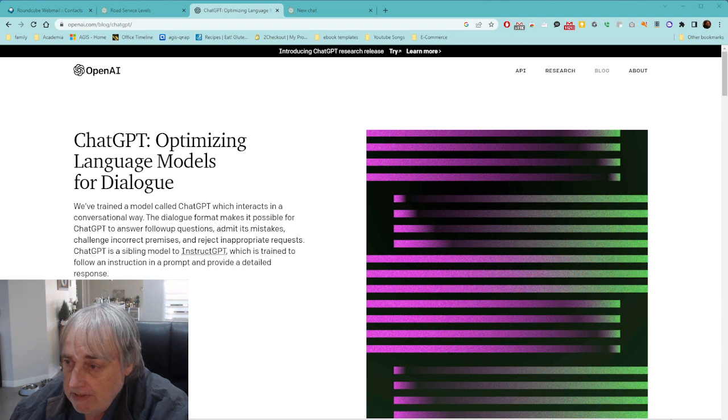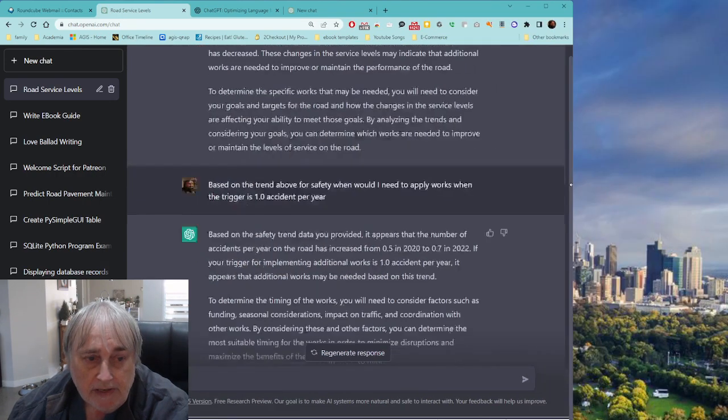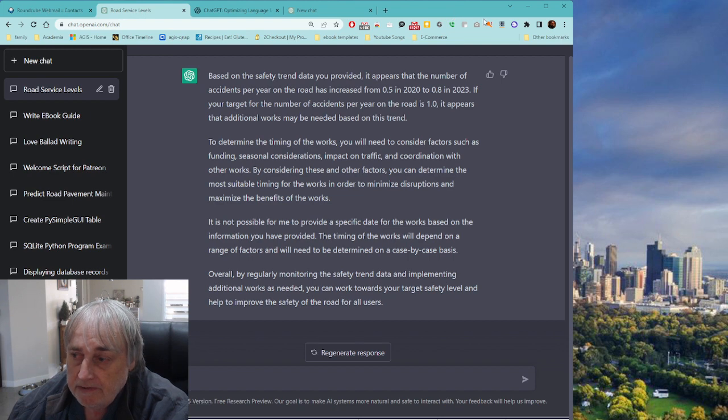engineers in asset management. So if I go to the chat screen, I've already logged in. So you just create a free account and then log in. So it's available to you right now. So let's have a look at it. I've already produced an example that I want to use, to make sure it does what it's supposed to do. And believe me, it does extremely well.